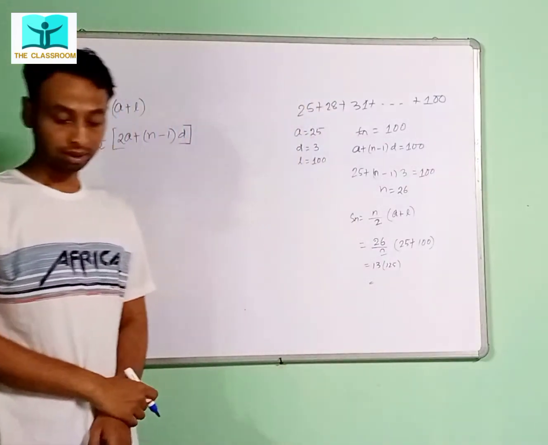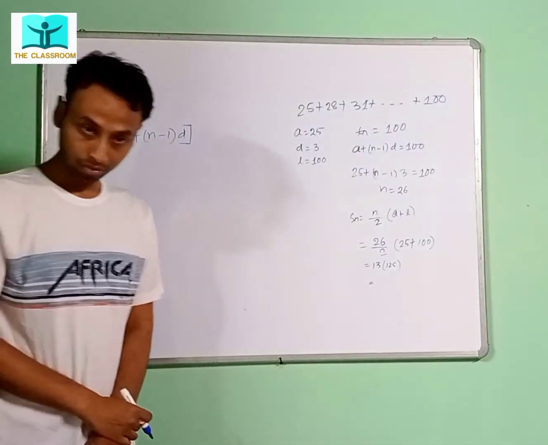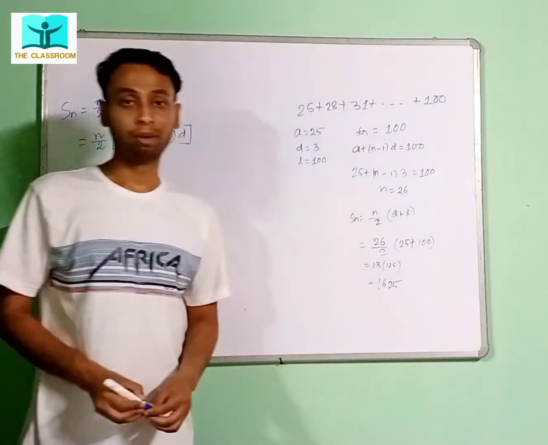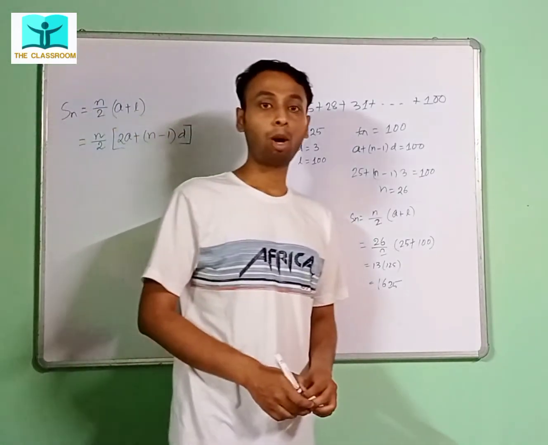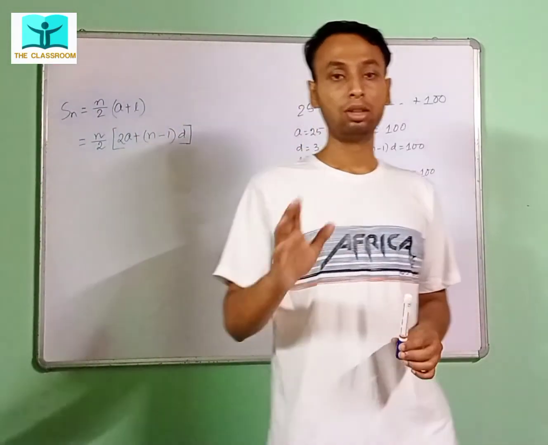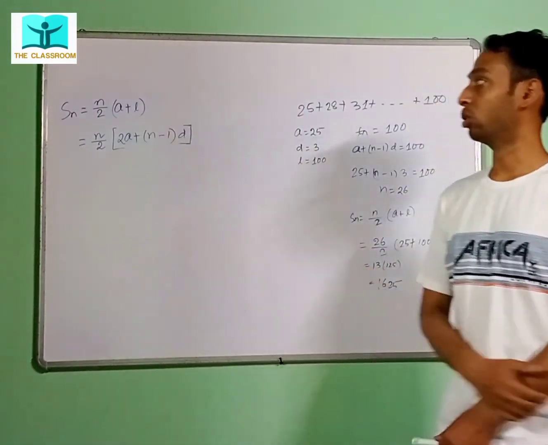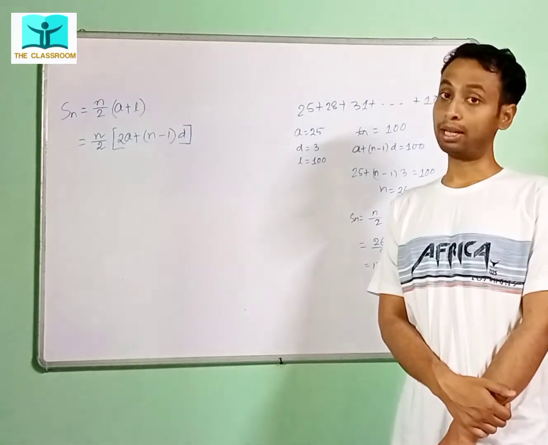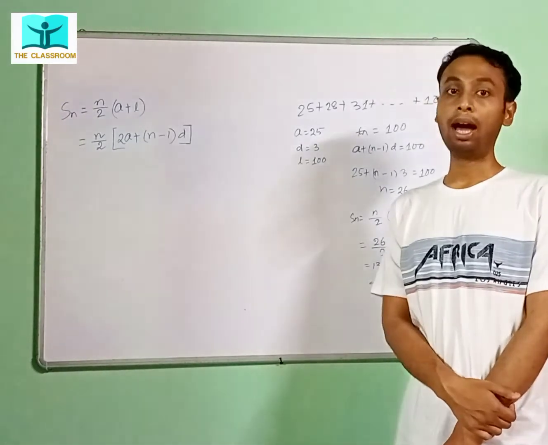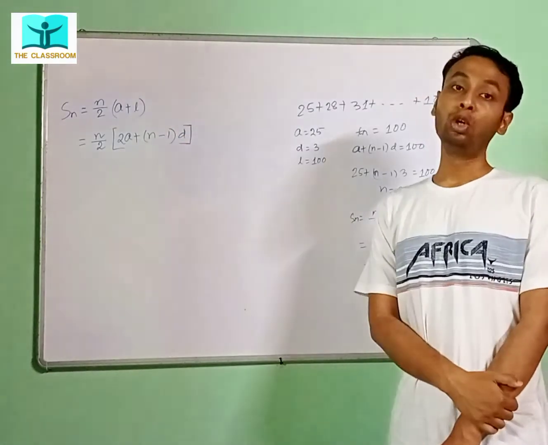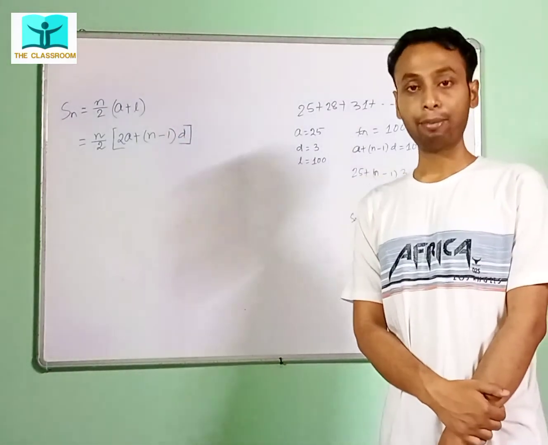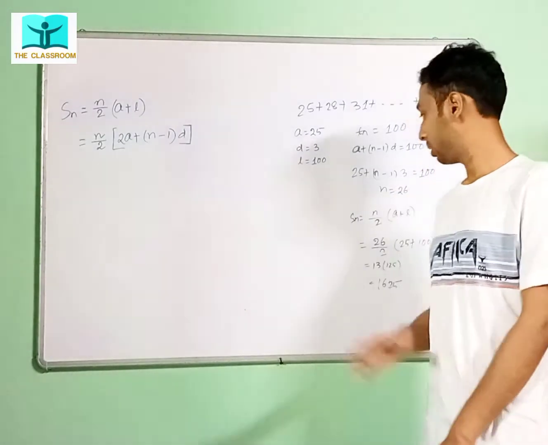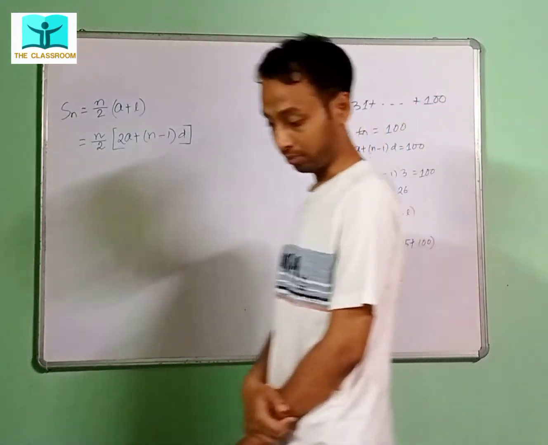If we multiply 13 into 125, we get 1625. So this was the first problem: how to find the sum of n terms in the sequence using two formulas, Sn equals n by 2 into (a plus l), and the other formula, n by 2 into (2a plus (n minus 1) into d). But here, I have applied only n by 2 into (a plus l), and also a formula from the previous chapter, Tn equals a plus (n minus 1) into d.